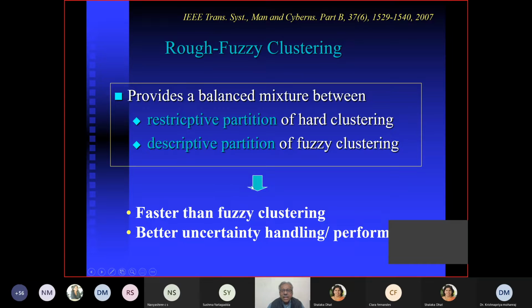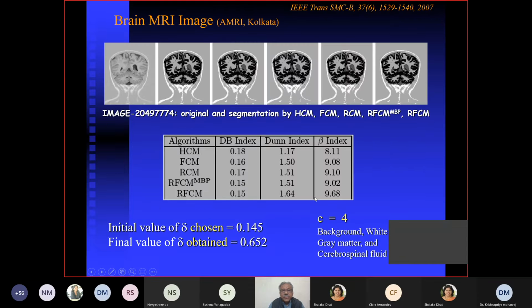Therefore, it is faster than fuzzy clustering, of course slower than hard clustering. Faster than fuzzy clustering, and therefore better uncertainty handling performance. And therefore, wherever fuzzy clustering has been used for the last three, four decades, you can use it without any doubt. It will give better performance in terms of time and also accuracy.